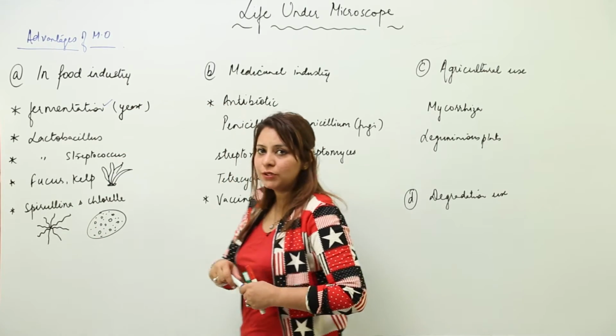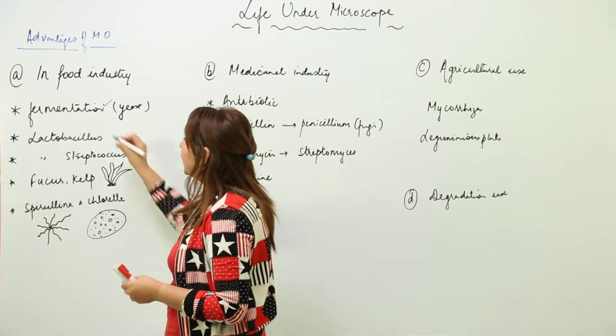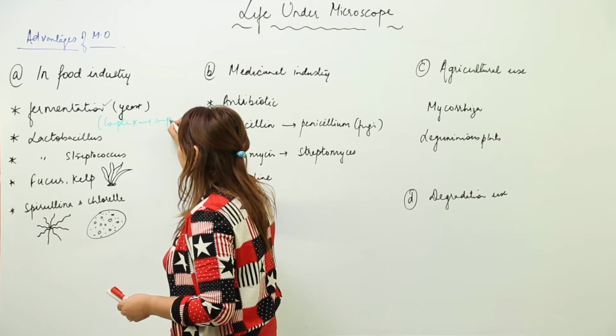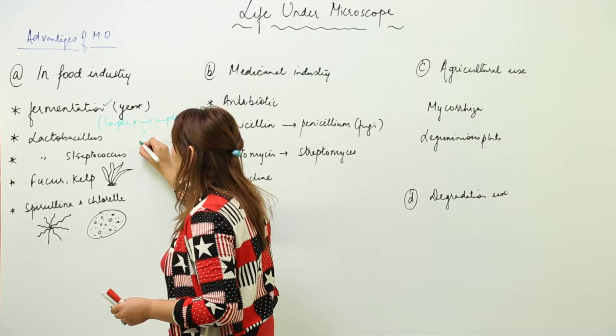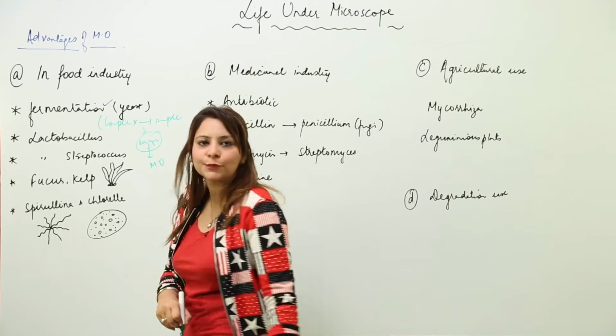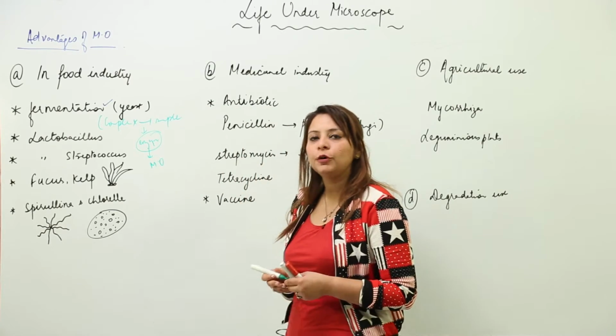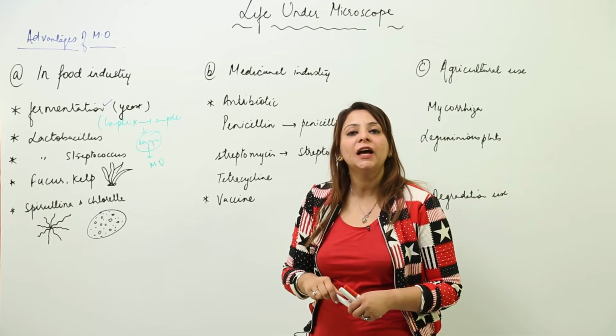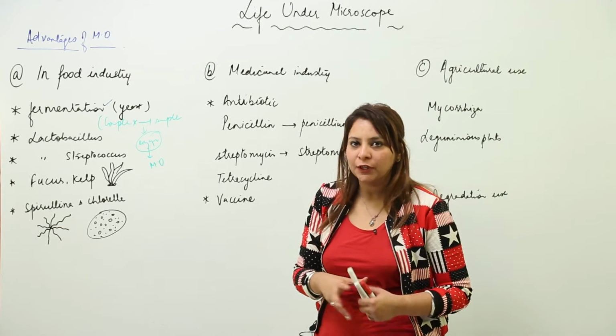What is fermentation? Fermentation is a process in which a complex substance breaks up into simple ones, and it breaks down due to enzymes. And who secretes these enzymes? The microorganisms. So they are mainly used in the fermentation process, in which the complex substance breaks up into simple ones by the action of enzymes released by the microorganisms.